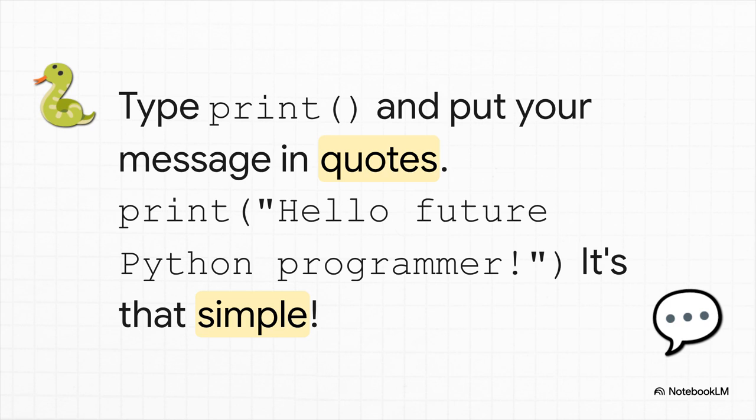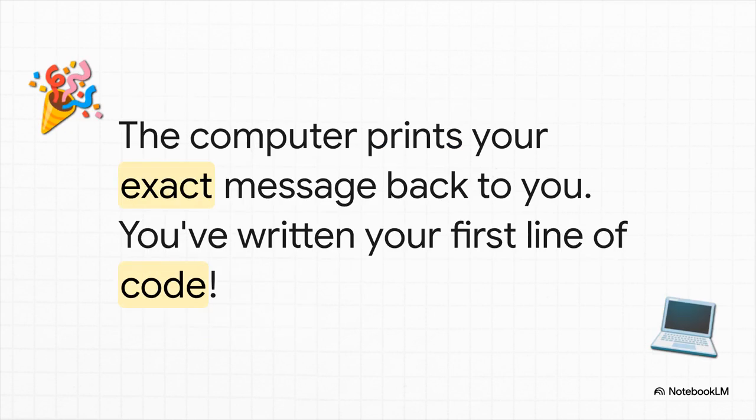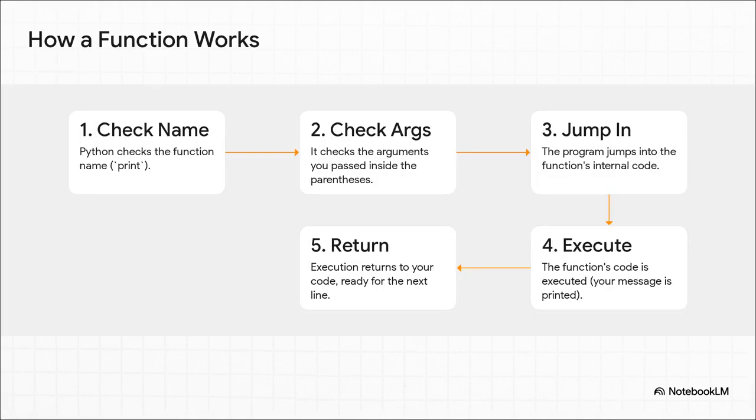So when we run this, boom! The computer does exactly what we asked. It prints our exact message right back to us on the screen. And just like that, you've written your first line of code. You've had your first successful conversation with the computer. Now this is what's really happening behind the scenes. See, the computer isn't performing some kind of magic, it's just following a clear, logical process. It sees the function name, it checks what's inside the parentheses, it runs the code for that function, and then it comes right back, ready for your next instruction.